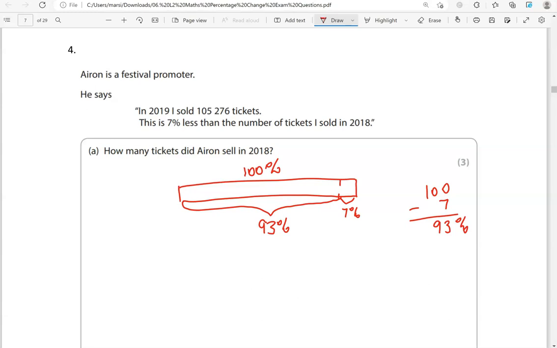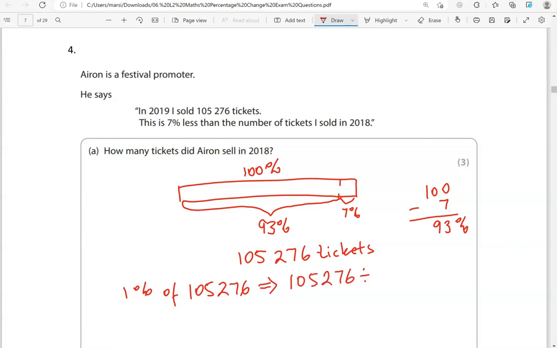So we've got the 93%, which is 105,276 tickets. We're going to use that now to work out 1%, so we can multiply it by 100 to get the number of tickets for 2018. So 1% of 105,276 is worked out by doing 105,276 divided by 93, because that's 93%.